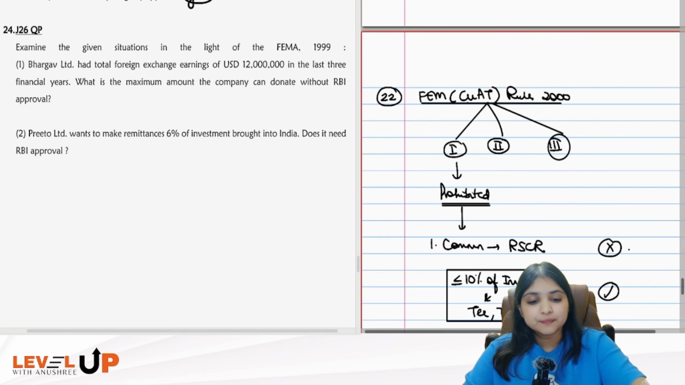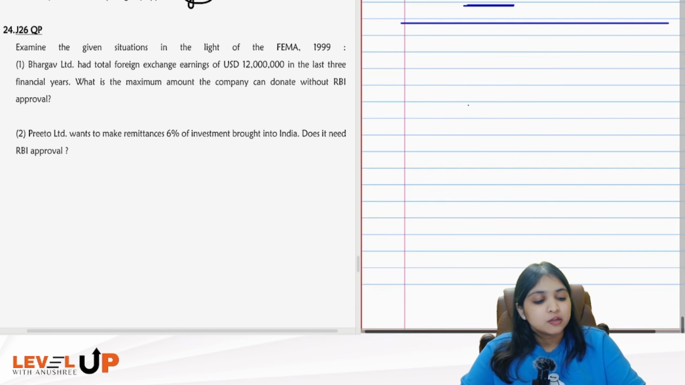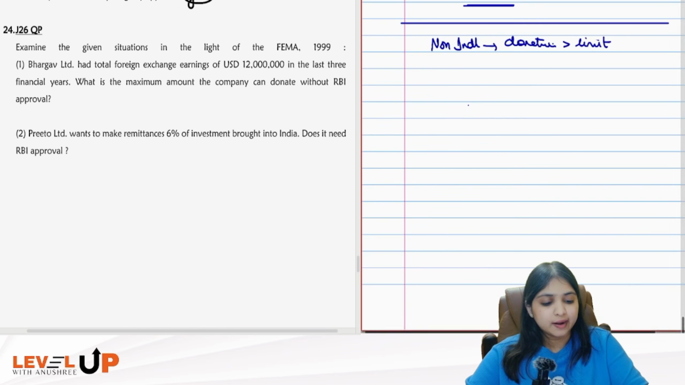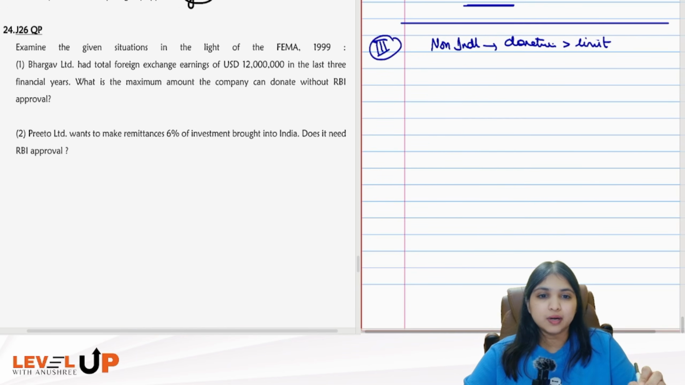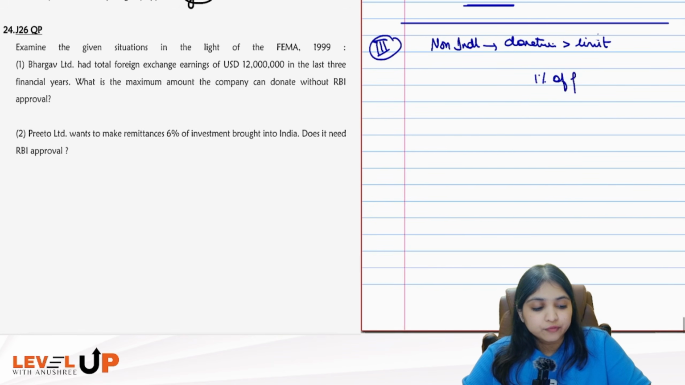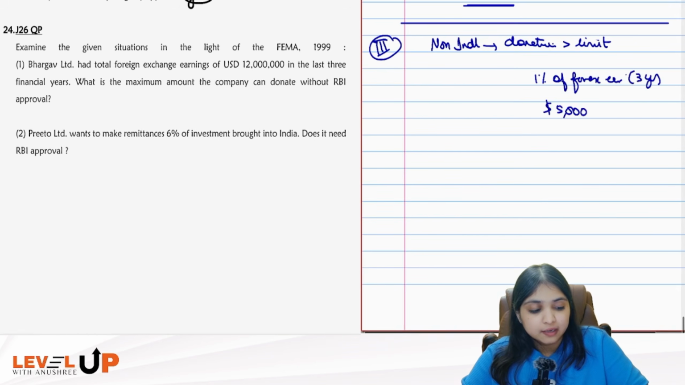It comes under Schedule 3. So Schedule 3 indicates what? It is a permitted transaction, but we require RBI approval. So if a non-individual makes a donation, and if this donation is more than the limit, then in that case RBI approval will be required. It's again a Schedule 3 current account transaction. Now comes the question that what is a limit? The limit again depends upon the foreign exchange earnings. So 1% of the foreign exchange earnings of the last 3 years, either this number or $5 million, whichever is lesser will become your limit.